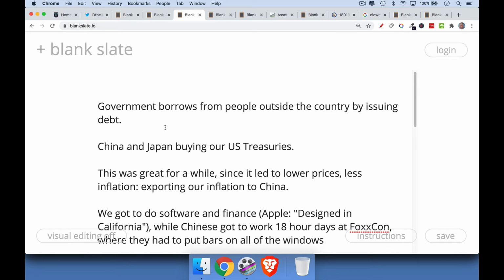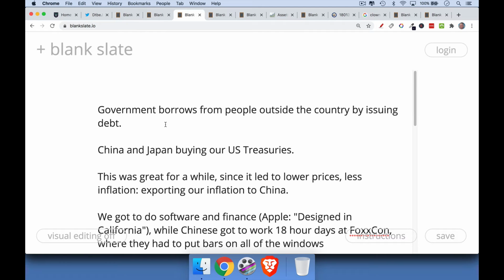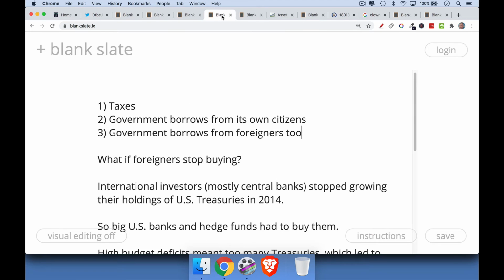So this can be the dark side of a government borrowing from outside and doing it on a very large scale, as the U.S. has done. So we have the three stages: government taxes to spend, government borrows from its own citizens to spend, then the government can borrow from foreign governments, from international investors. But what happens if the government, in this case, we're really talking about the U.S. government, just starts issuing so much debt that there's no longer any foreign appetite for it?